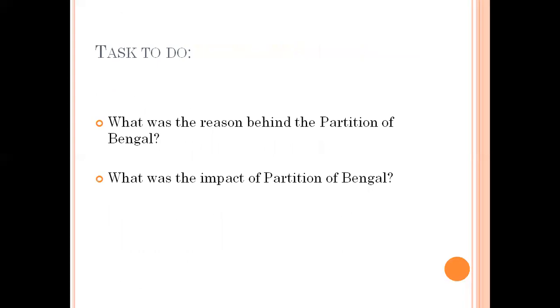Okay, this is your task to do, students. You are going to answer these two questions: what was the reason behind the partition of Bengal, and what was the impact of partition of Bengal.